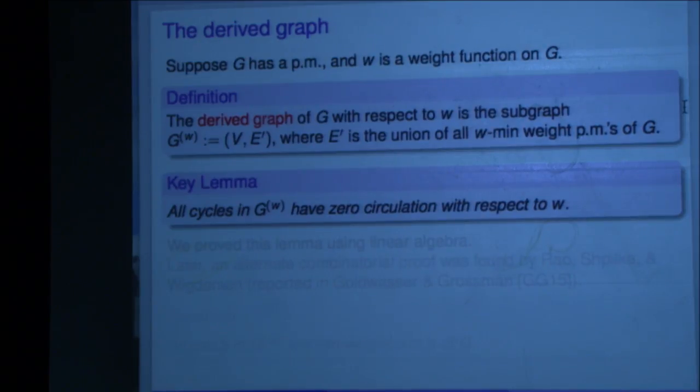I mean, it's not obvious that GW would be different than G. Because you take the union of some matchings, but maybe it's all the edges in the original graph. Yeah, exactly. It's possible that GW is equal to G. But this is not at all obvious.